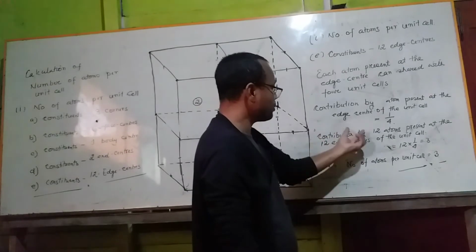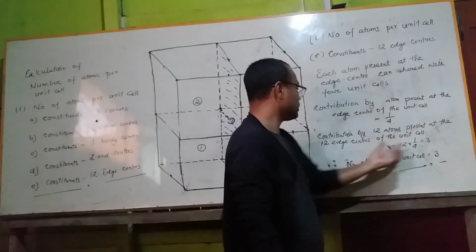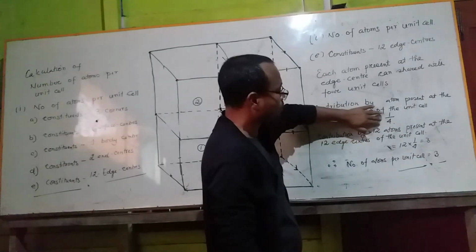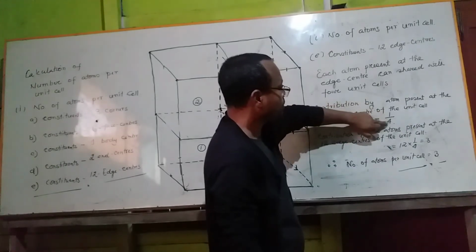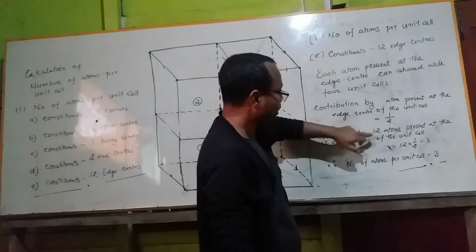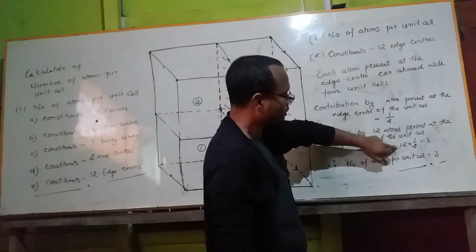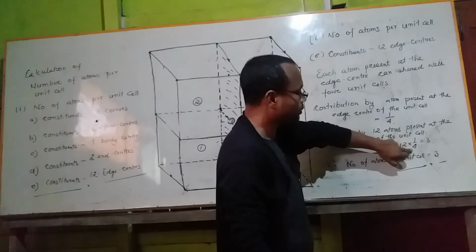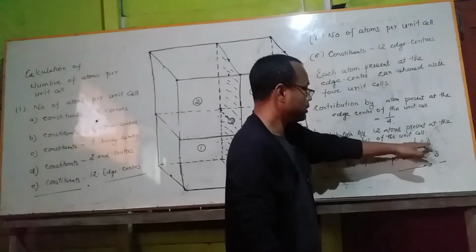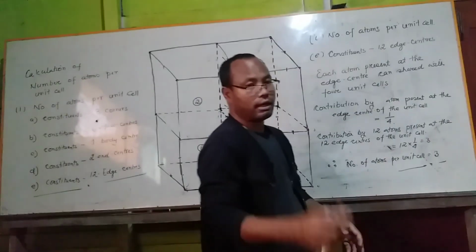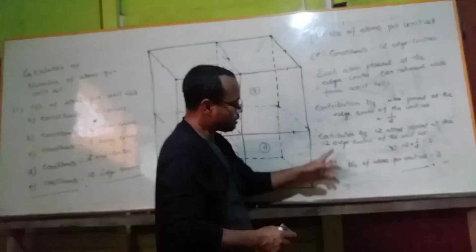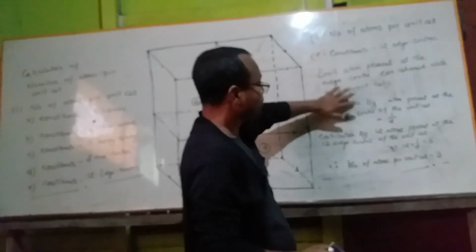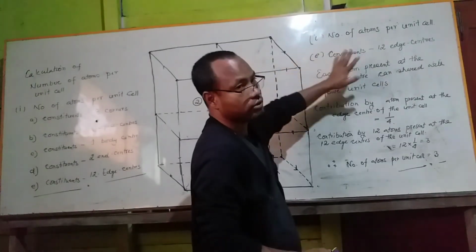How much is the contribution by the 12 atoms present at the 12 A centers of the unit cell? By the simplest expression, one atom can share with the 4 unit cells. So how many atoms are here? 12 atoms. 12 atoms into 1/4, that is 3. This 3 is the number of atoms per unit cell when we do the calculation for the A center, right?